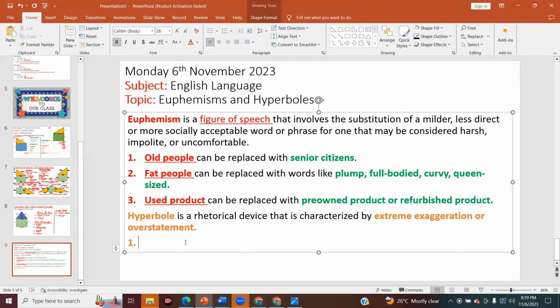So, what do we mean by hyperbole? It is a rhetorical device that is characterized by extreme exaggeration or overstatement. Very good. Shawn, what do you mean by hyperbole? In your own words, what do you mean by hyperbole?